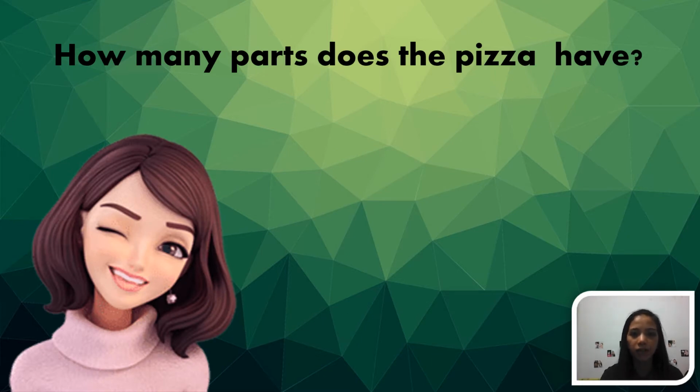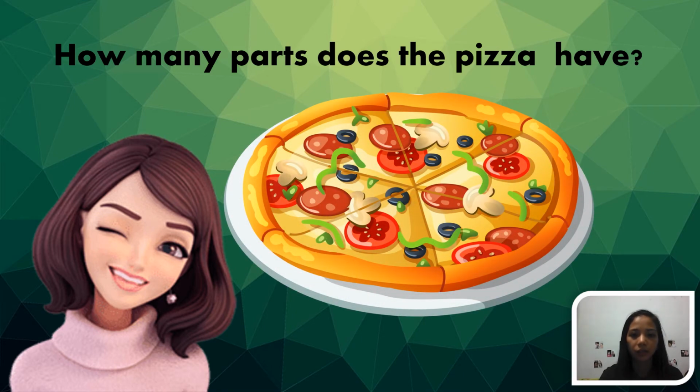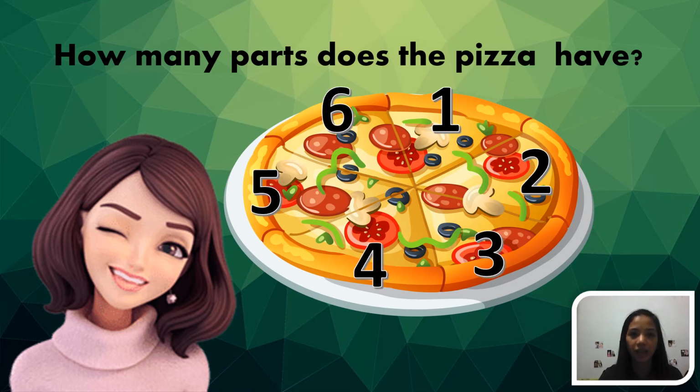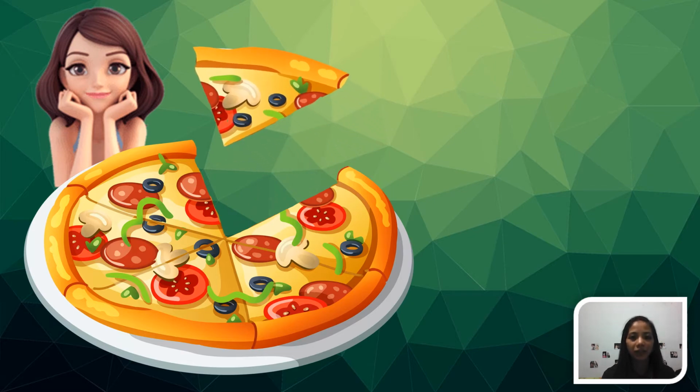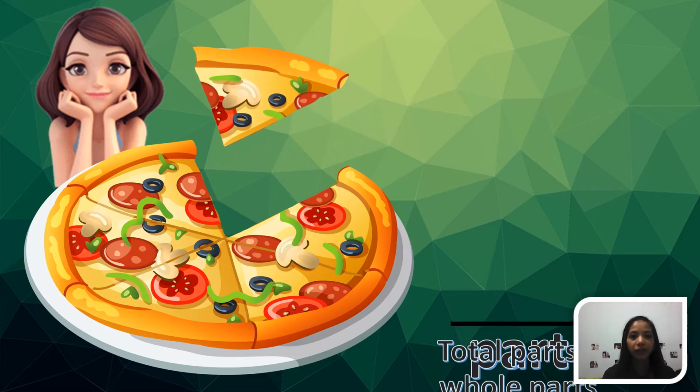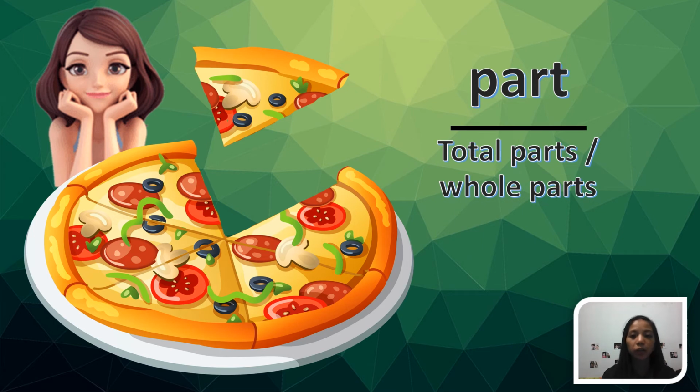Let's have an example. How many parts does the pizza have? Let's count. We have 1, 2, 3, 4, 5, 6. Again, we have 6 parts of pizza. Among the 6 parts of pizza, this girl ate 1 part. In writing a fraction, we have the pattern of part over total parts, or whole parts. The line, we call it over.